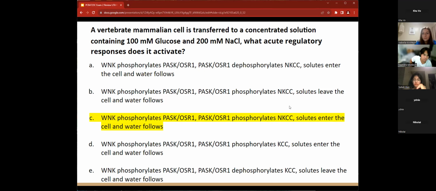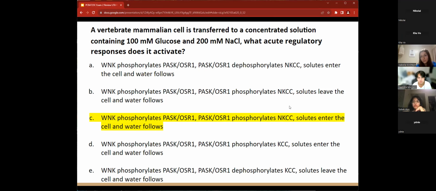So the question is, a vertebrate mammalian cell is transferred to a concentrated solution containing 100 millimolar glucose and 200 millimolar NaCl. What acute regulatory responses does it activate? Well, the first thing you have to determine is whether the cell is shrinking, or essentially where the water movement is going, right? So we have to determine the osmolarity of the solution. We're given 100 millimolar glucose and 200 millimolar NaCl.